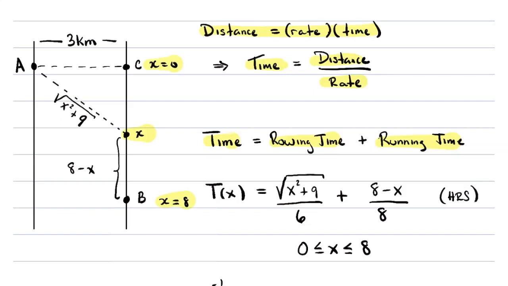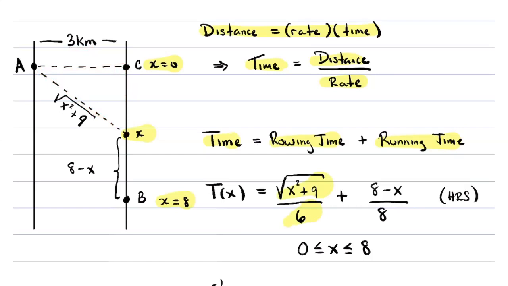So one of the distances is this rowing distance, which is the hypotenuse of a right triangle. And that right triangle's leg lengths are 3 and x. So the hypotenuse of a right triangle with legs 3 and x is the square root of x squared plus 9. So that's her rowing distance. So down here in this formula, I'm taking that rowing distance and dividing it by her rowing rate. That's her rowing time.